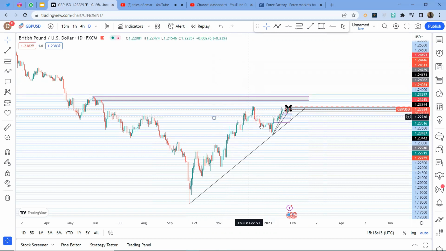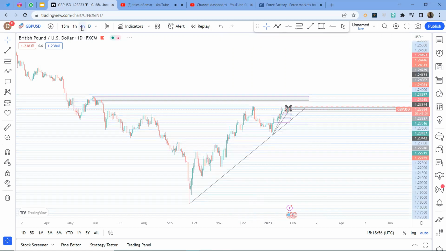Right now, the market is still bullish on the daily. It's at an equal higher high, which hasn't yet been broken. So there is another secret we put in there.